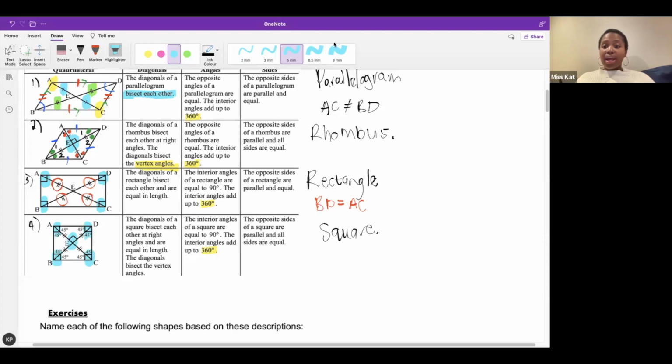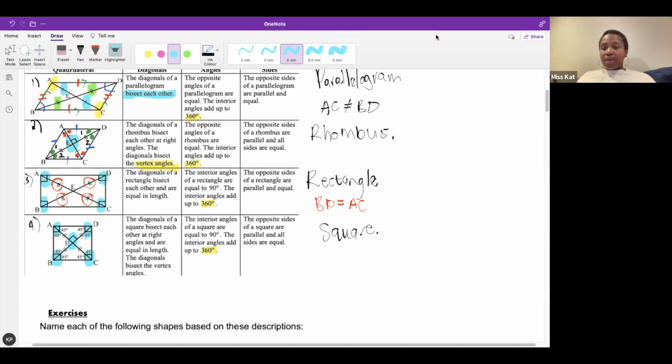So the square is like a combination of all of these shapes. If you look at it, actually, a square is a combination of all of these shapes. It has equal diagonals that bisect each other, that also bisect the angles at the corners. The sides are also all equal and they're all parallel. Like square has everything. It's just boom, it's a square.